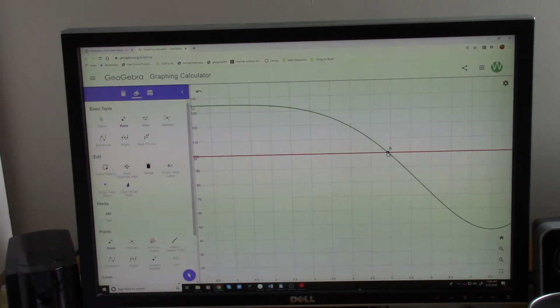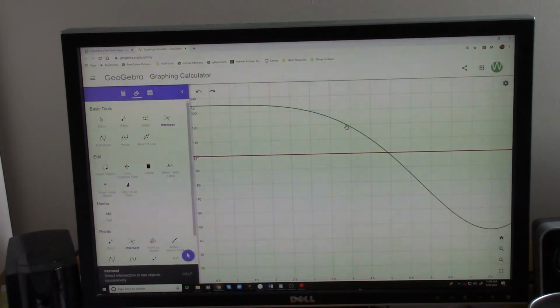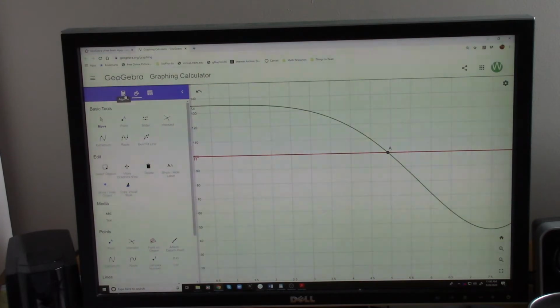That point is now defined to be the intersection of those two curves. I think you can also click intersect maybe, and then click on the two things. Let's see if that works. Maybe people prefer that. Intersect command, and then you just click curve and line, and it does the same thing. Okay, so then let's go back to the calculator thing.